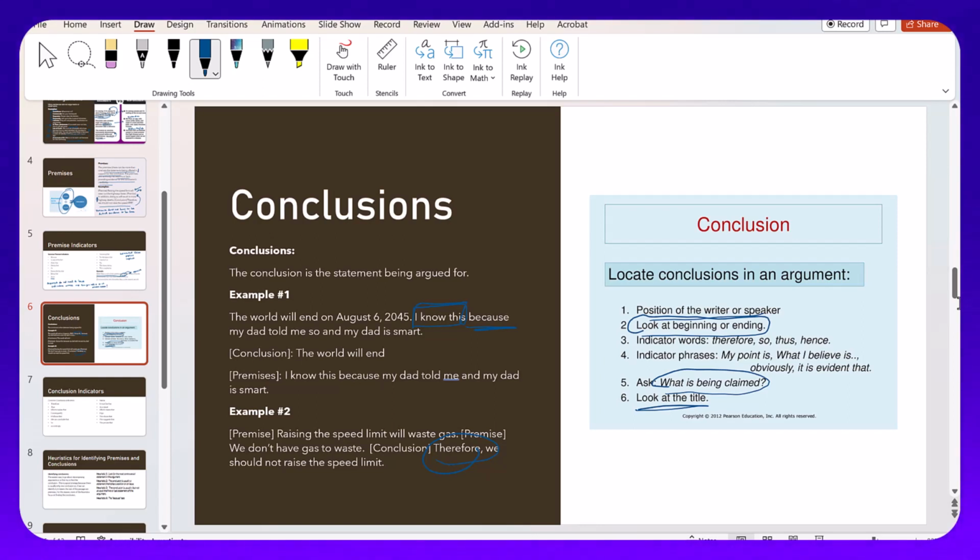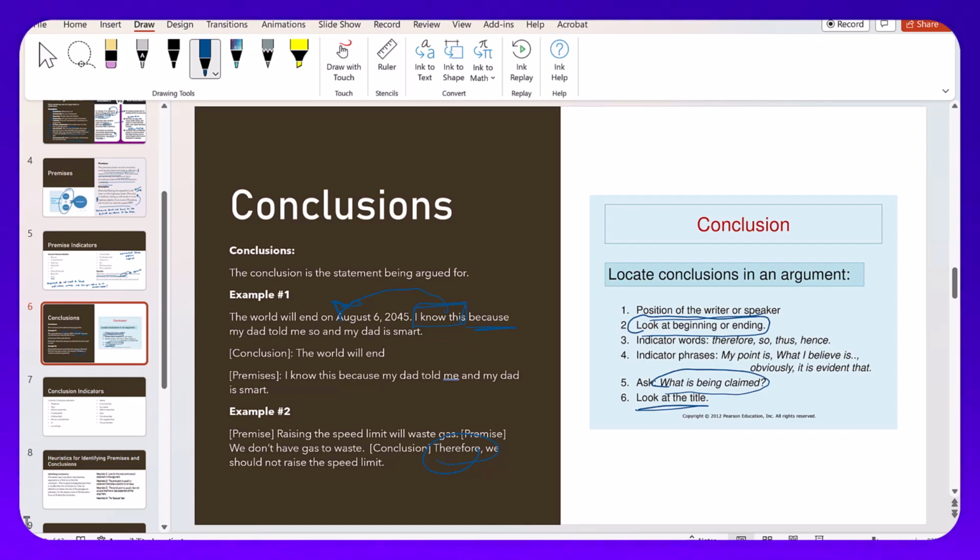So try to ask: what if the world will end on August 6, 2045? I know this because my dad told me, and my dad is smart. So what's being claimed? That they know this. What do they know? Well, this statement, and my dad is smart. What do they know? That the world will end. That can be how you know the connection to the conclusion.